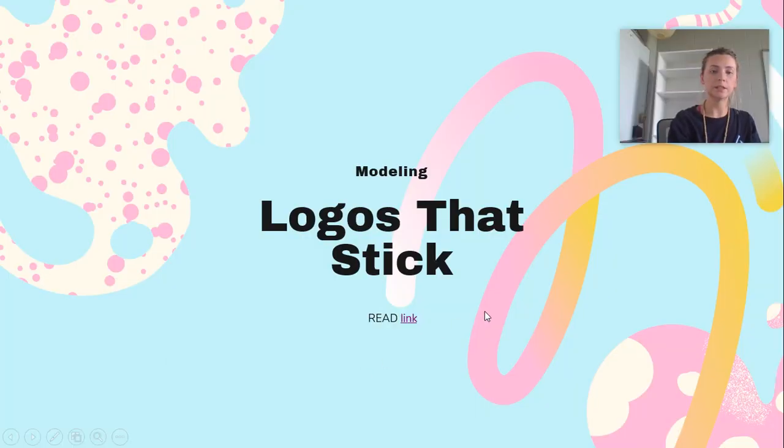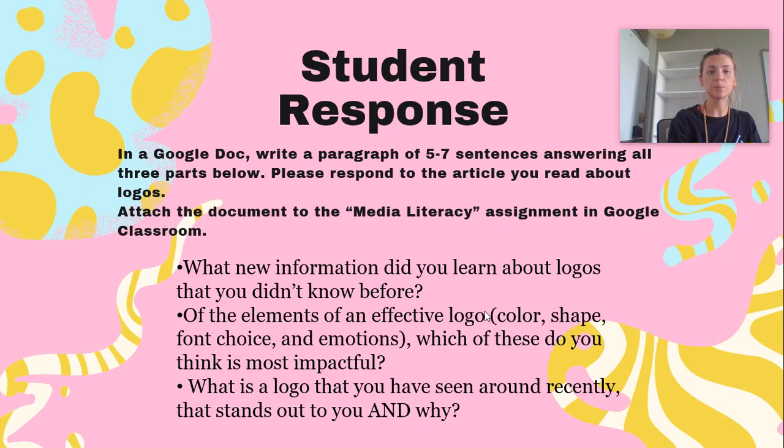So students will read this article, and then in response to the article, students will write a paragraph of 5 to 7 sentences answering all of the parts included here. This assignment would also be posted in Google Classroom, where they would be able to write on a document and turn it in there.